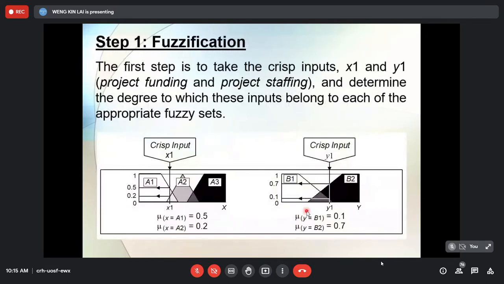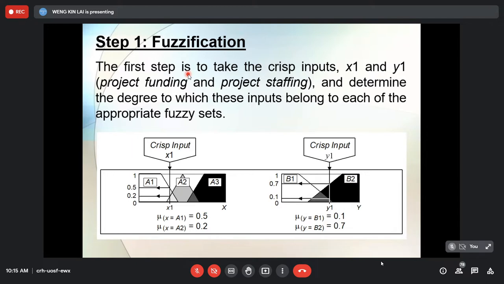So as I said, first step, we will have to specify our inputs, right? So you assign your inputs X1 and Y1 to project funding and project staffing. Of course, this will be basically on the universe of this cost of X1 and the universe of this cost of Y1, within a certain range that is appropriate for that input, right?